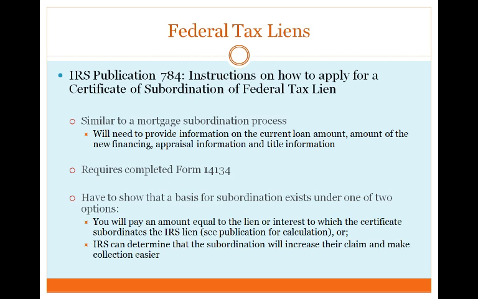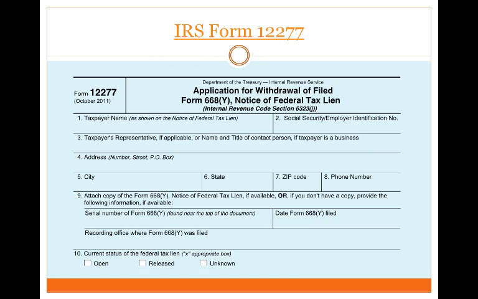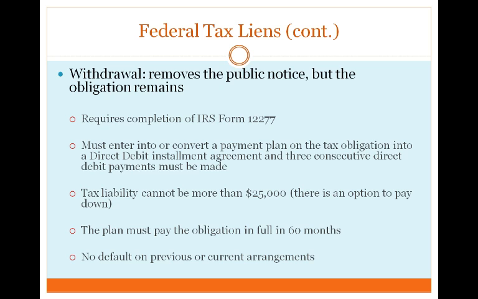So while this is one tool that you can look at, I really have had more success with the next option, and that is withdrawal. With this, you're looking at removing the public notice, so the lien that's filed in the public records, with the obligation still remaining to repay the tax debt. For that, you're going to have to complete IRS Form 12277, and I have that here. And this requires a few steps that your client is going to have to take.